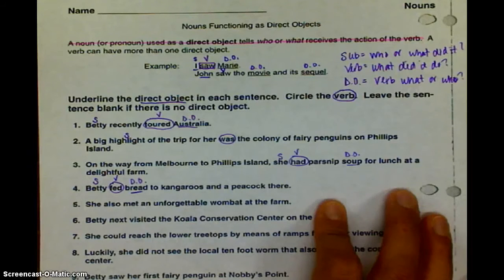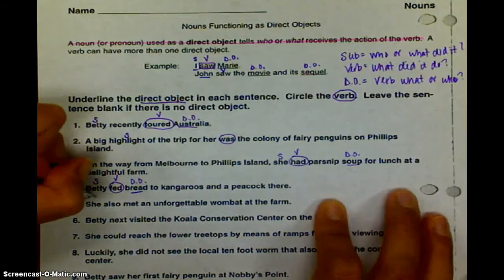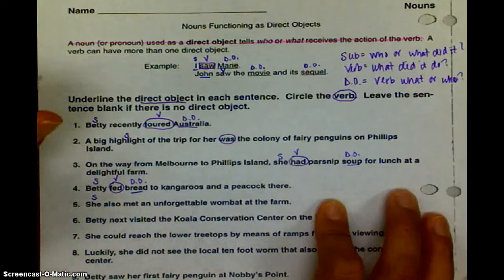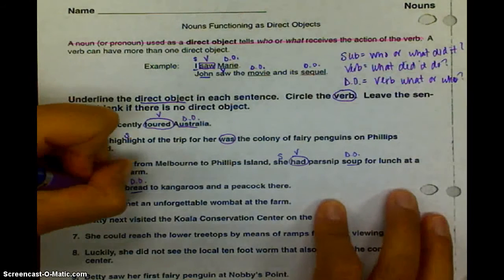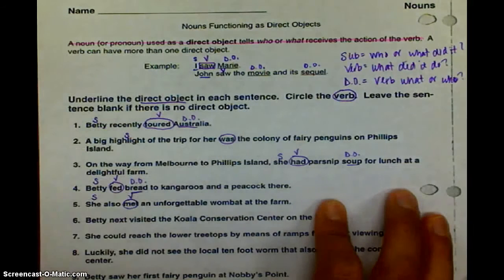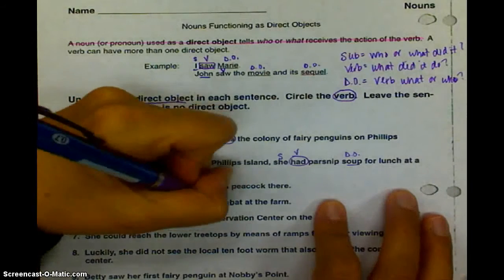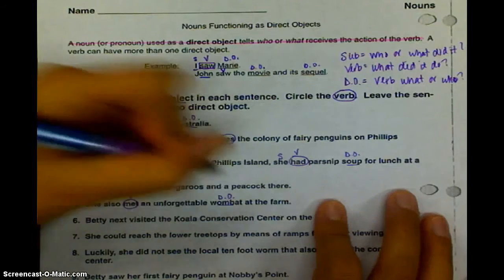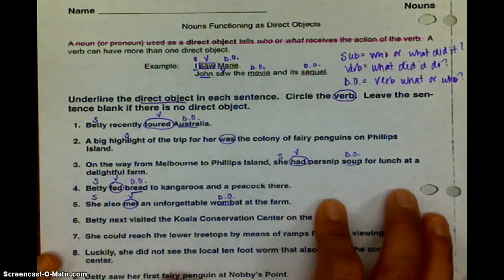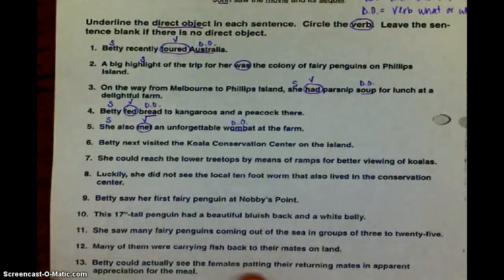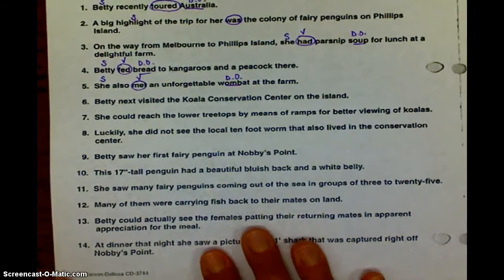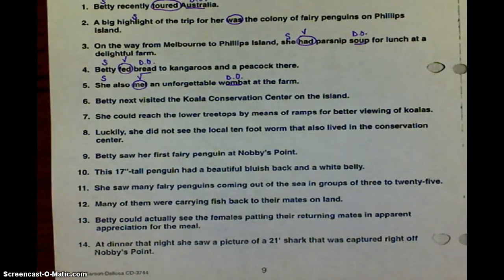Number 5, she also met an unforgettable wombat on the farm. Who or what did it? She. What did she do? She met. Met what? A wombat. Direct object, right? Easy, right? Perfect. Okay, so let's look at number 6 through 14, which you're going to do on your own.